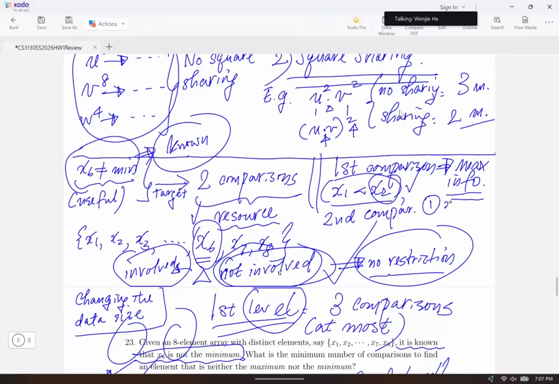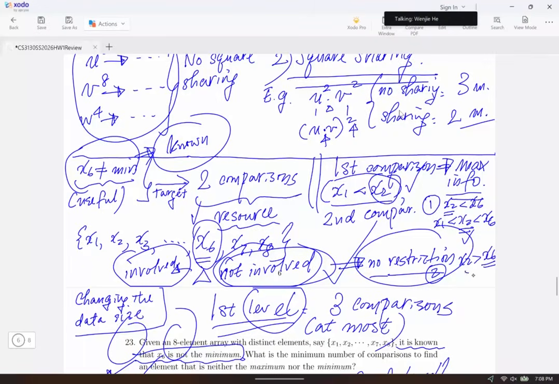The first case, x2 less than x6. In this case, x2 is the solution, because x1 less than x2 less than x6. So x2 is the solution, in the middle, not the maximum, not the minimum. Then, second case, x2 greater than x6. Then x6 is the solution.